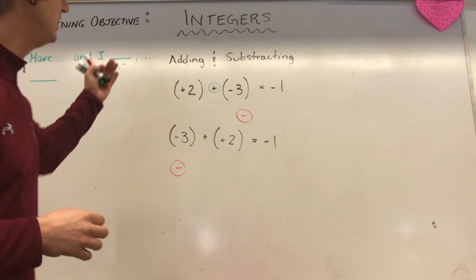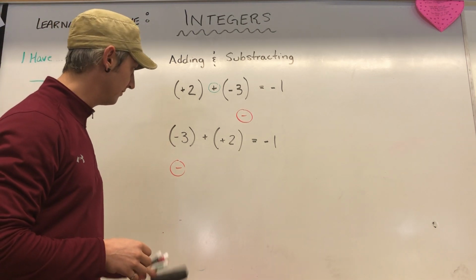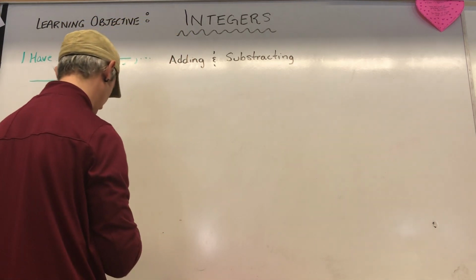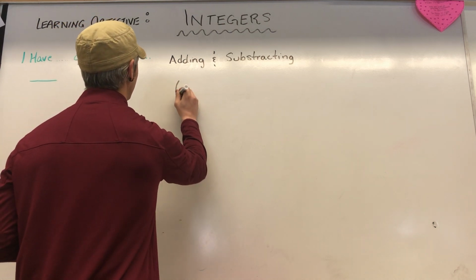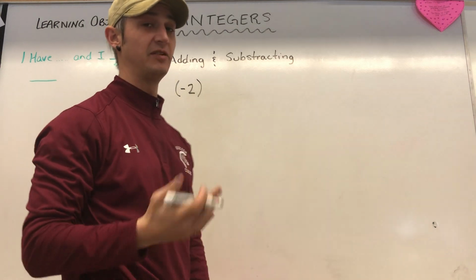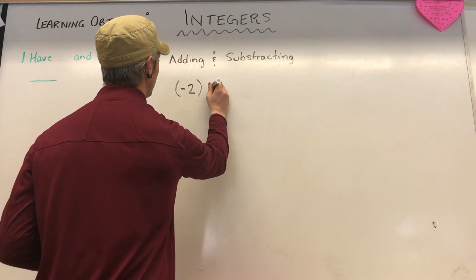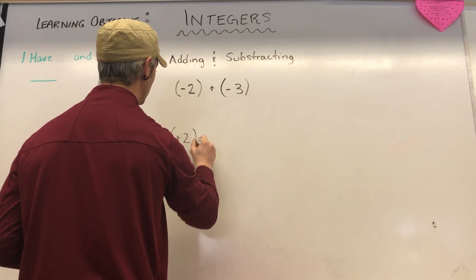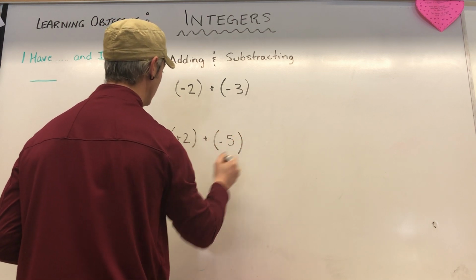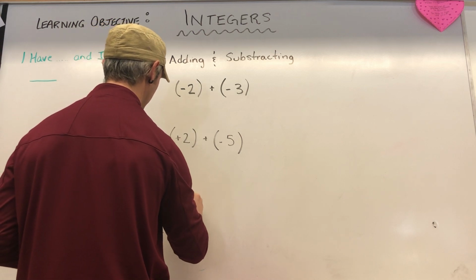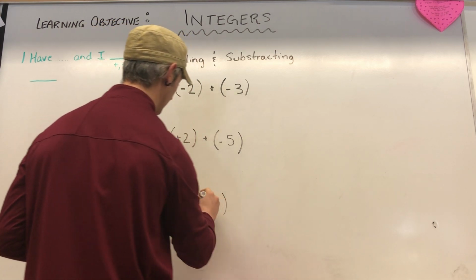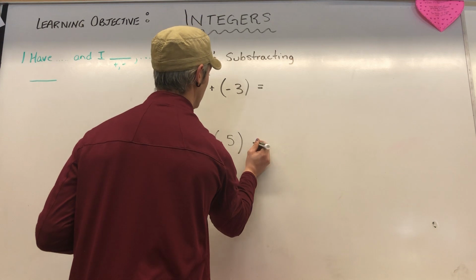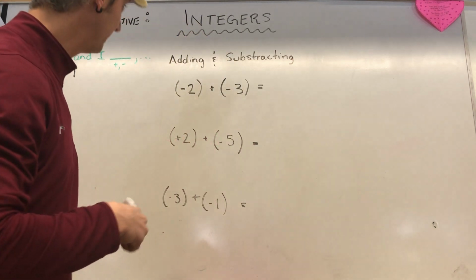Okay? So if I can read my problem like this, it's going to make things quite easy. So let's try just a couple more here, just to make sure that we understand this. So what if I had negative 2, and right now all I'm doing is adding, so we're going to see what happens when I start subtracting. But let's do a couple more for adding. Negative 2 plus negative 3, try that one, then positive 2 plus negative 5, and negative 3 plus negative 1. Okay, so let's read each of these out, and let's make sure that I know what's happening. Equals, equals, equals. So what's happening here?